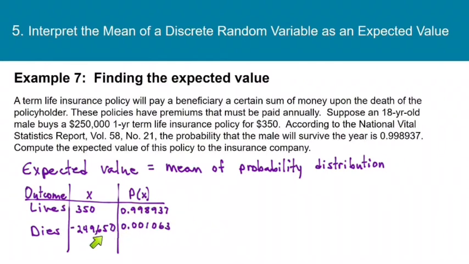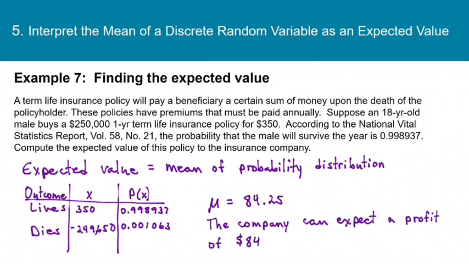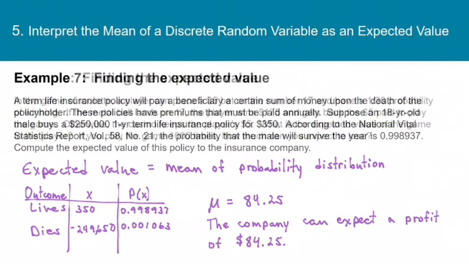Now you can put these numbers in your calculator as a probability distribution. These numbers would go in list 1, and these numbers would go in list 2, and then find the mean of the probability distribution, and you'll see that the mean here is 84.25, and it's positive, so that means the company can expect a profit of $84.25 for each one of these policies that they sell to an 18-year-old male.